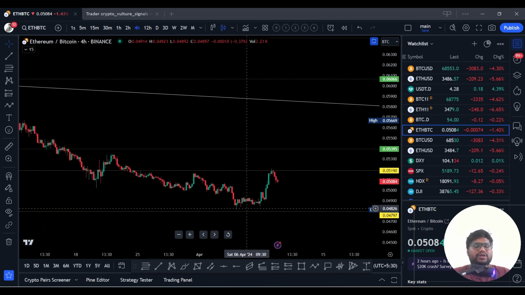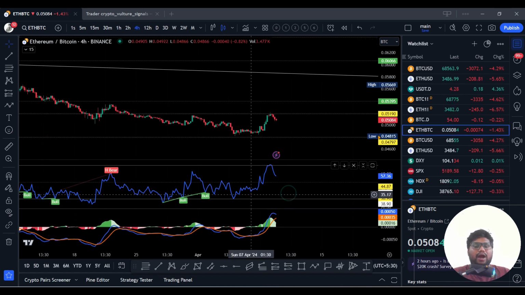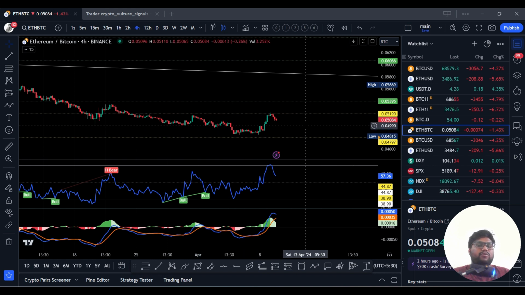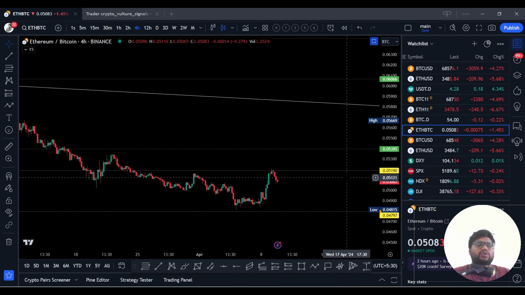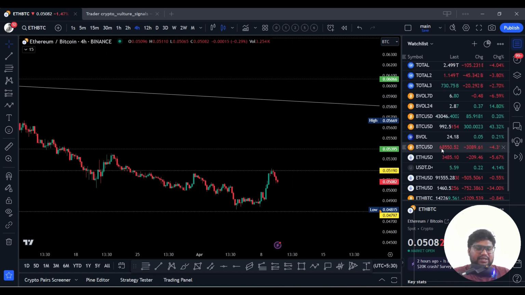Here also, if you observe, it has made the double bottom, and the RSI is moving upwards, but the price is not moving upward. That's why you can decide from this point of time you need to do the long trade for ETH. So this is the ETH and BTC analysis.